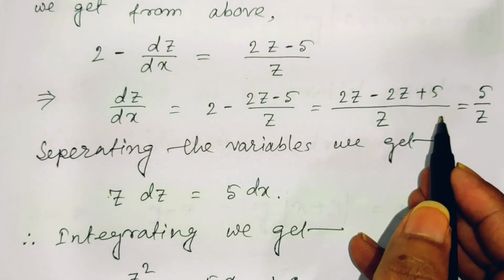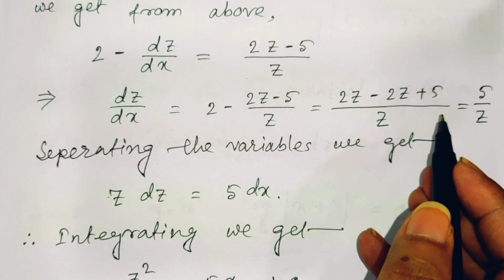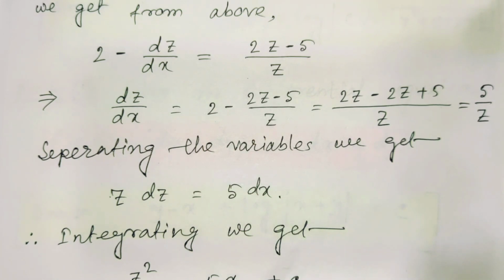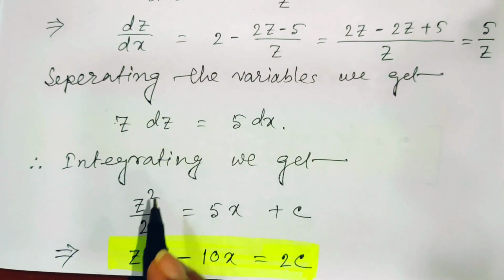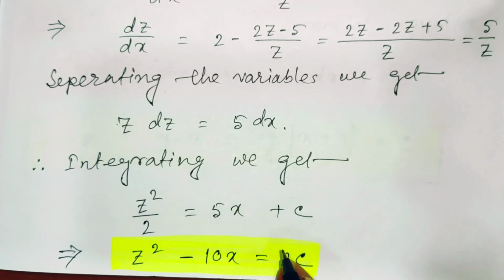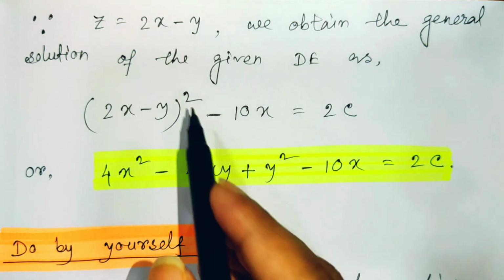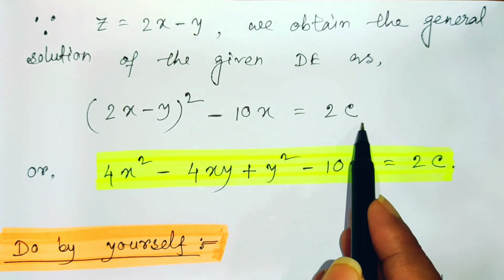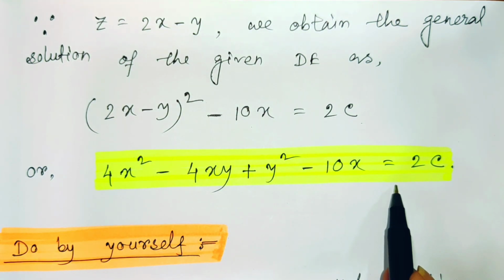So from here we can easily separate the variables, and after separation of variables we find z dz is equal to 5 dx, and now integrating we find z square by 2 is equal to 5x plus c. Now in this one we can substitute the value of z because we know z is equal to 2x minus y. So after that substitution we get this one: 2x minus y whole square minus 10x is equal to 2c, and by simplifying we get this one as the general solution. So it is very simple.